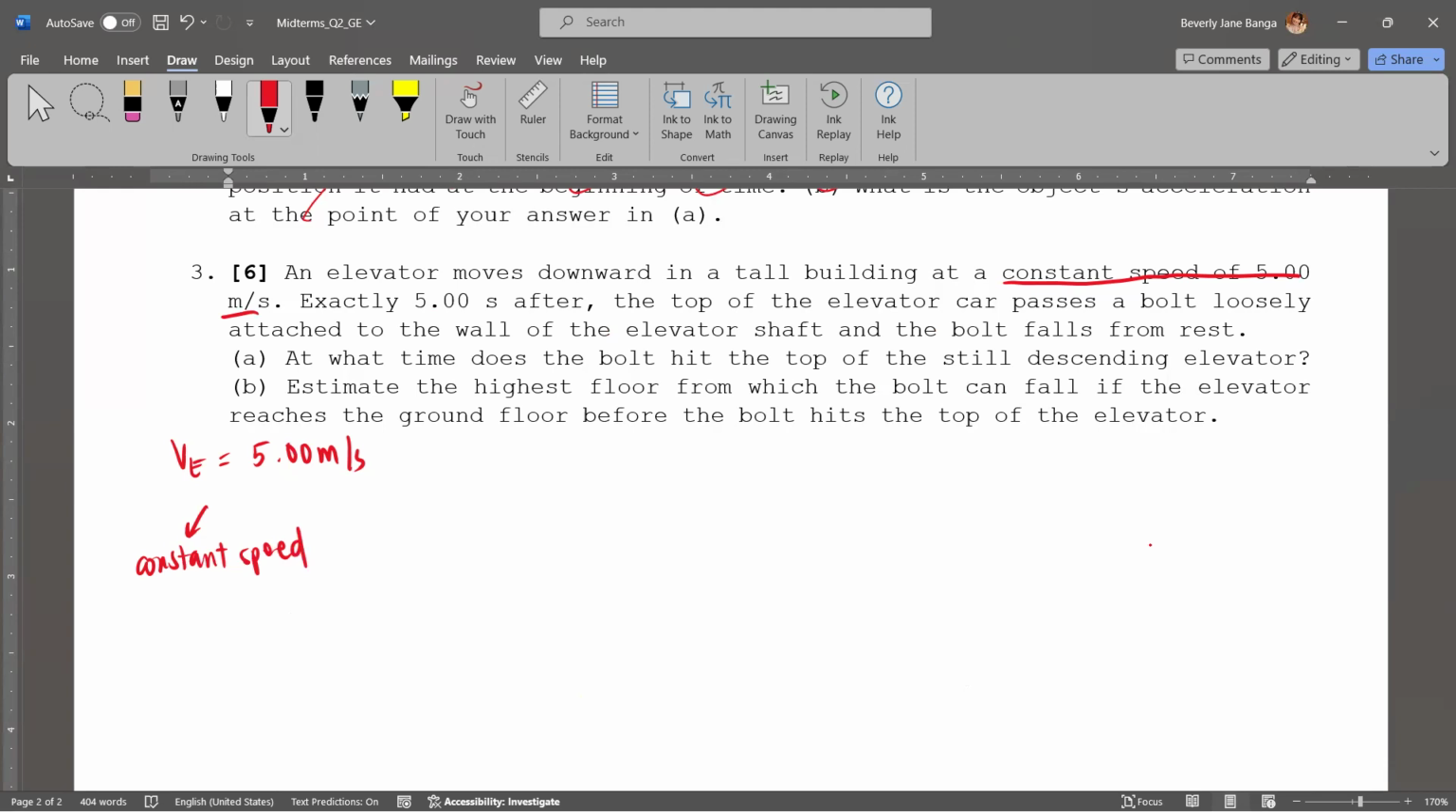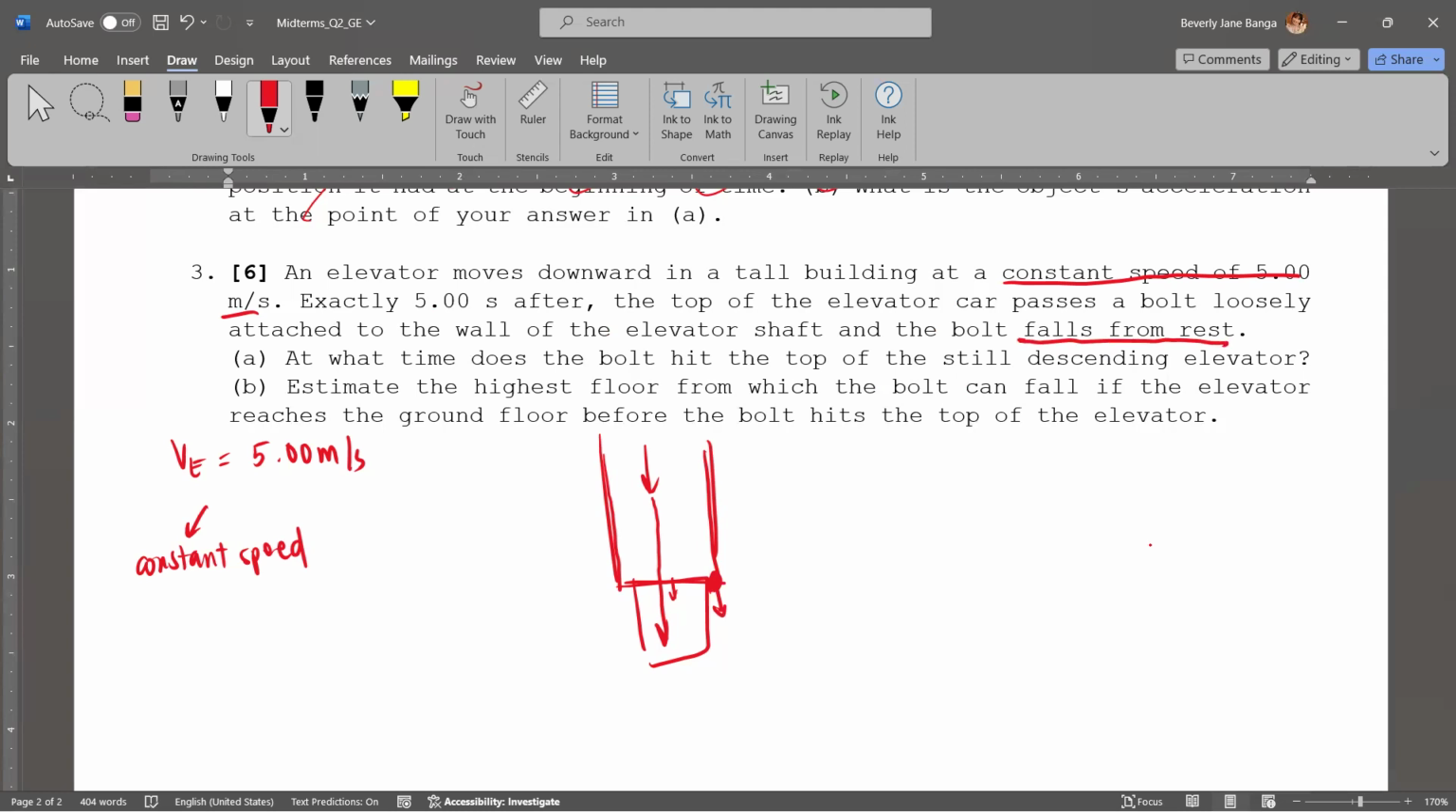So, say for example, this is where the elevator is moving. Okay, so bumababa yung elevator. Now there's a bolt here. Say for example, there's a bolt. Now, nung napasbayan daw yun ng elevator, pagka lagpas ng elevator sa kanya, na-loose itong bolt na 'to at bumagsak siya. Okay? It falls from rest.